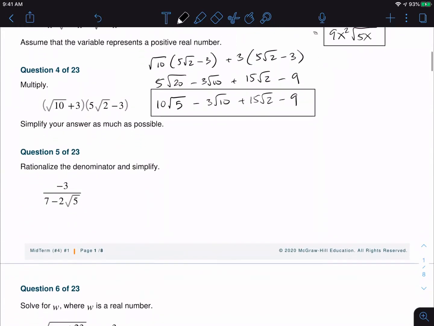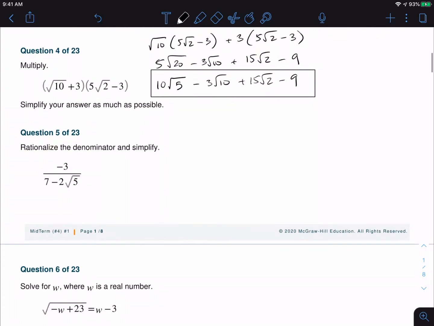All right, so for this next one, in order to rationalize the denominator, what we need to do is multiply by the conjugate. So multiplying by the conjugate, I'm going to take the same numbers that are in the denominator, but instead of having a minus sign in between, I'm going to have a plus. And then I'm going to take that same number and multiply the top by that. So top and bottom get multiplied by the same number, so what's going to end up happening is I'm going to get a negative 21 minus 6 radical 5.